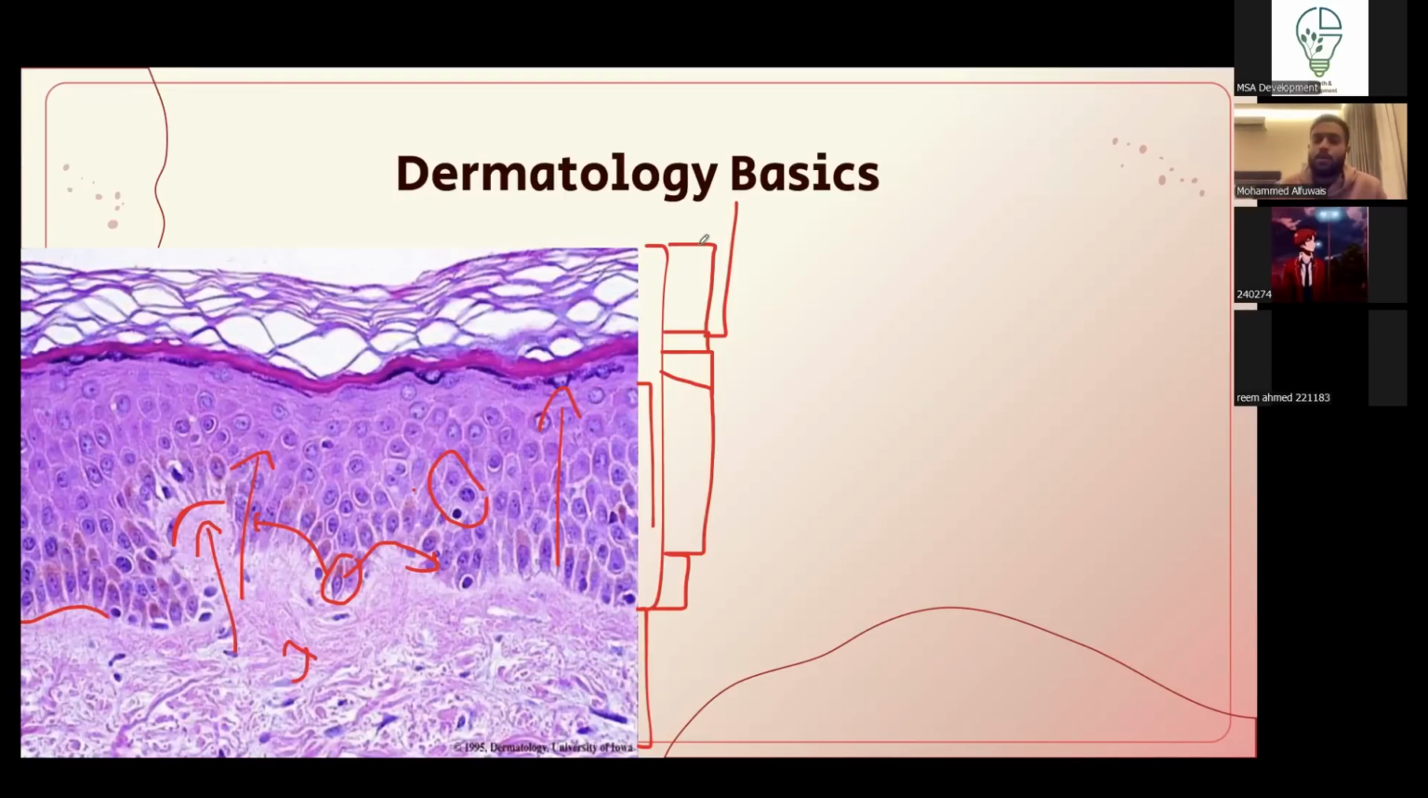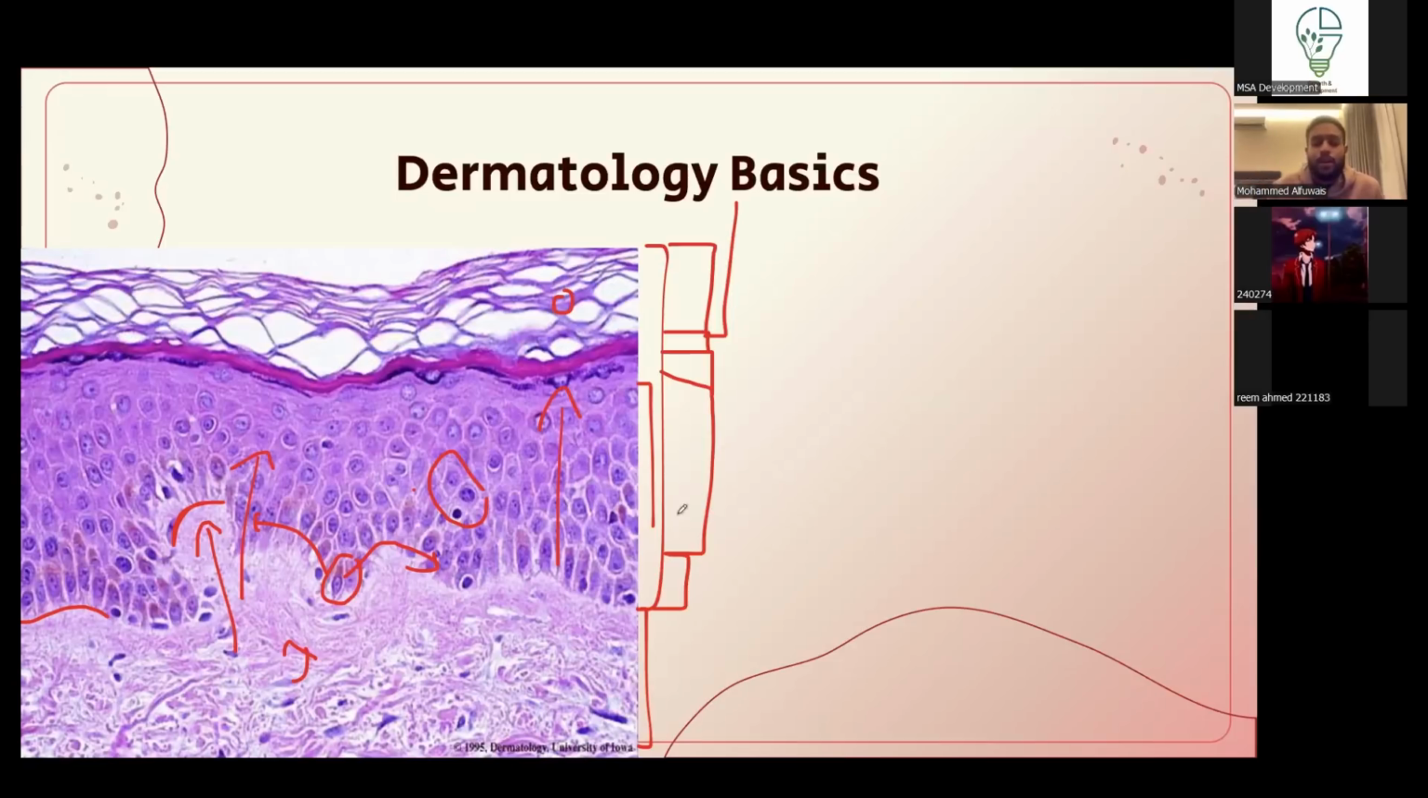Good. What if you have hyperkeratosis with retained nuclei in the corneum? What do we call this? Parakeratosis. Good. If you have retained nuclei with hyperkeratosis in the stratum corneum, again, the stratum corneum is dead keratinocytes. You don't have any nuclei. If you have retained nuclei, this is parakeratosis.